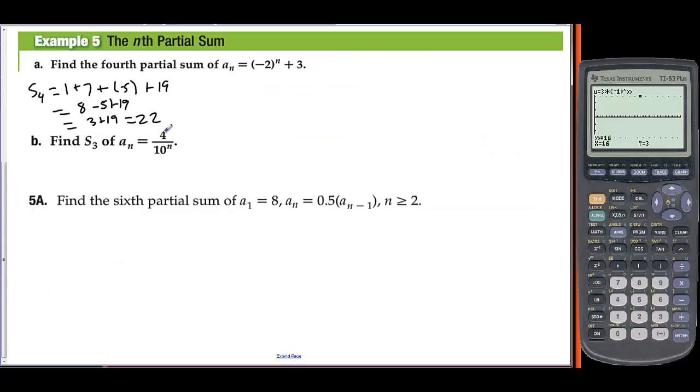Find S sub 3 of a sub n equals 4 over 10 to the n. That's equal to 4 over 10 plus 4 over 100, or 10 squared. And then plus 4 over 10 to the third is 1,000. And we can get that here on the calculator. 4 divided by 10 plus 4 divided by 100 plus 4 divided by 1,000. And we get 0.444.